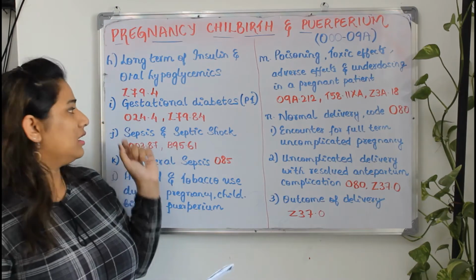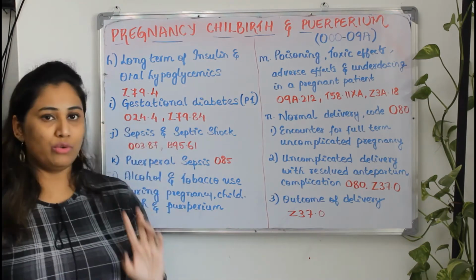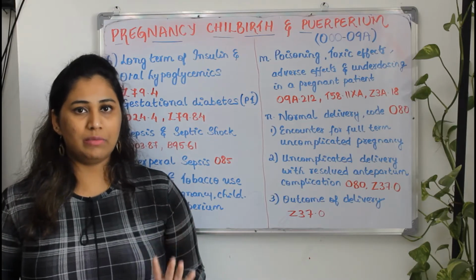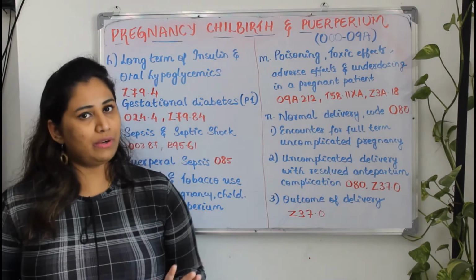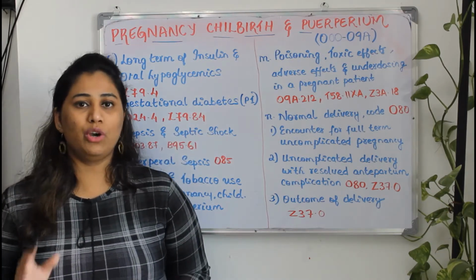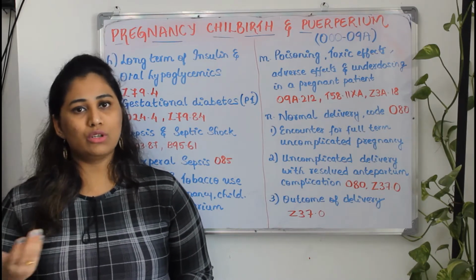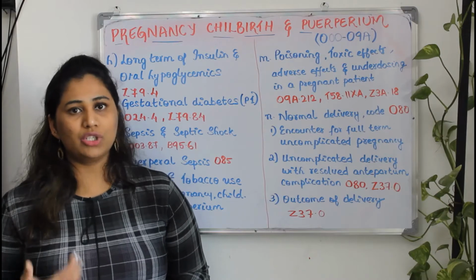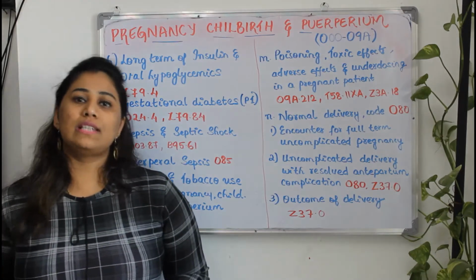Then the next thing is coding sequencing of gestational diabetes. It is like O24.4, which is gestational diabetes mellitus. It's nothing but diabetes which has occurred at the time of pregnancy. And the second code is like Z79.84, which is the management, as I have told, oral hypoglycemics or insulin. Based on the documentation, you need to pick your codes. Then the next one is sepsis and septic shock.